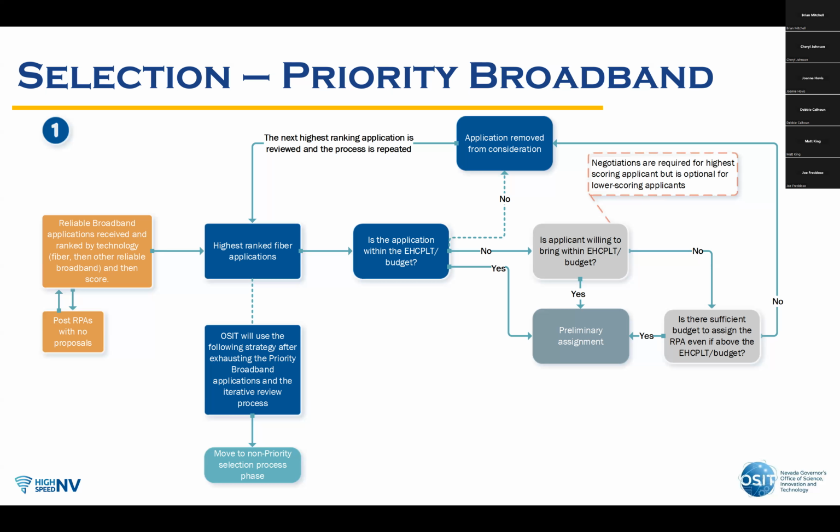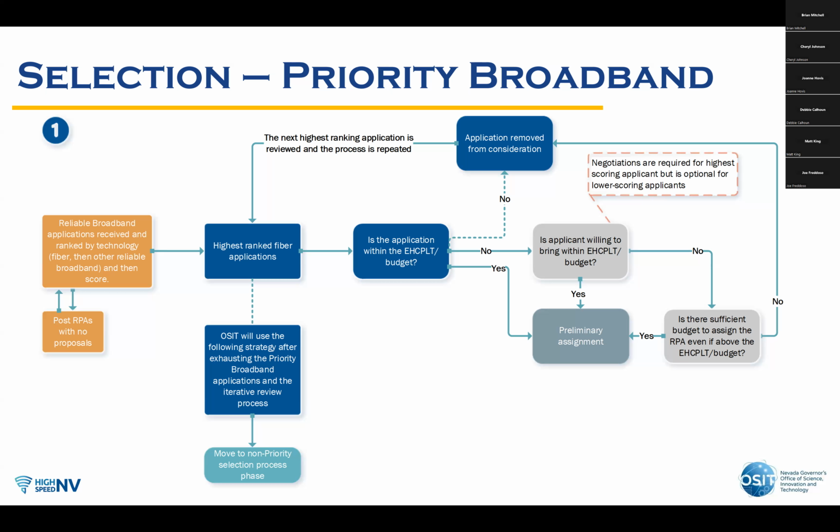If the application that is highest ranked exceeds the budget, then OSIT may be able to bring the applicant within the budget through negotiations. And will seek to, through negotiations, bring the applicant's pricing within the budget. And then if it is brought within budget or below the extremely high cost per location threshold, preliminarily assign that location.